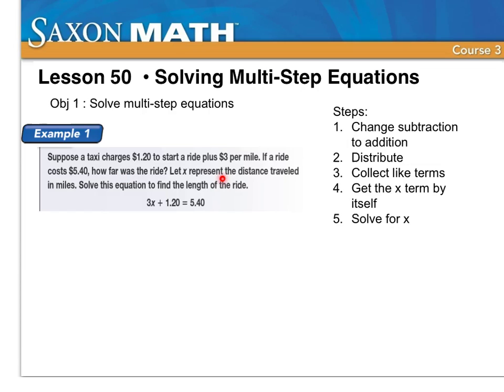It says let x represent the distance traveled in miles, and solve this equation to find the length of the ride. So we're saying 3 times x plus $1.20 equals $5.40. So we're saying $3 times every mile you drive plus the $1.20 it took to get in the cab equals $5.40. Alright, well, I'm going to rewrite this equation just so it's bigger and easier for me to work with here. And then we're going to go through step by step here.